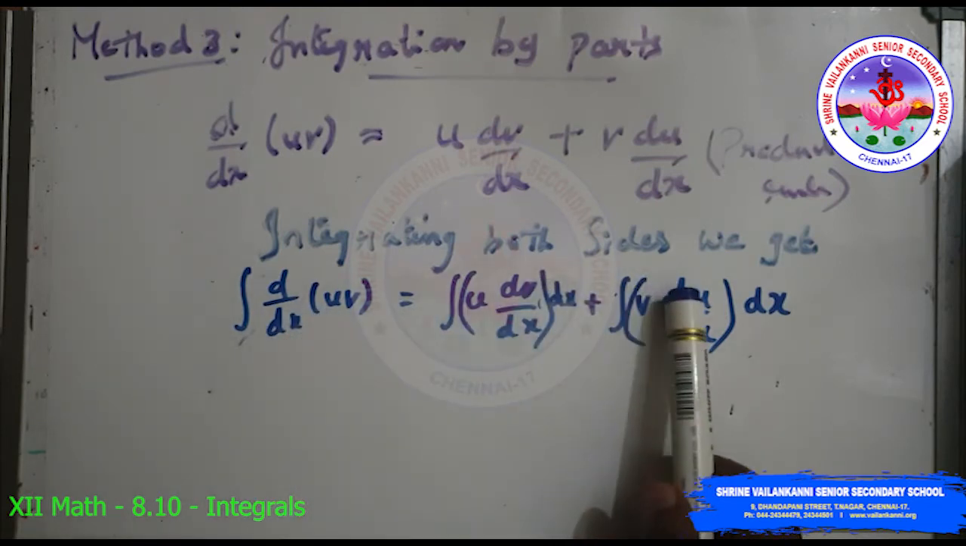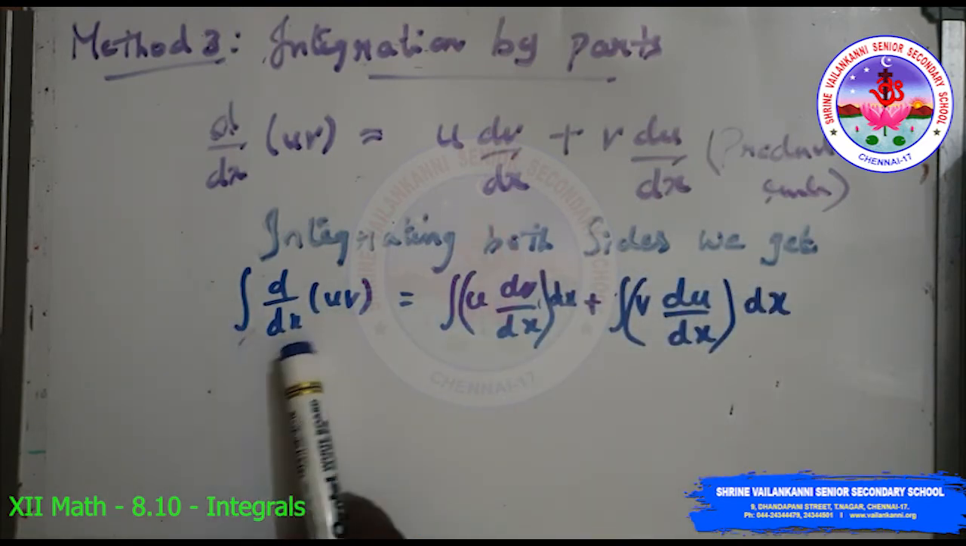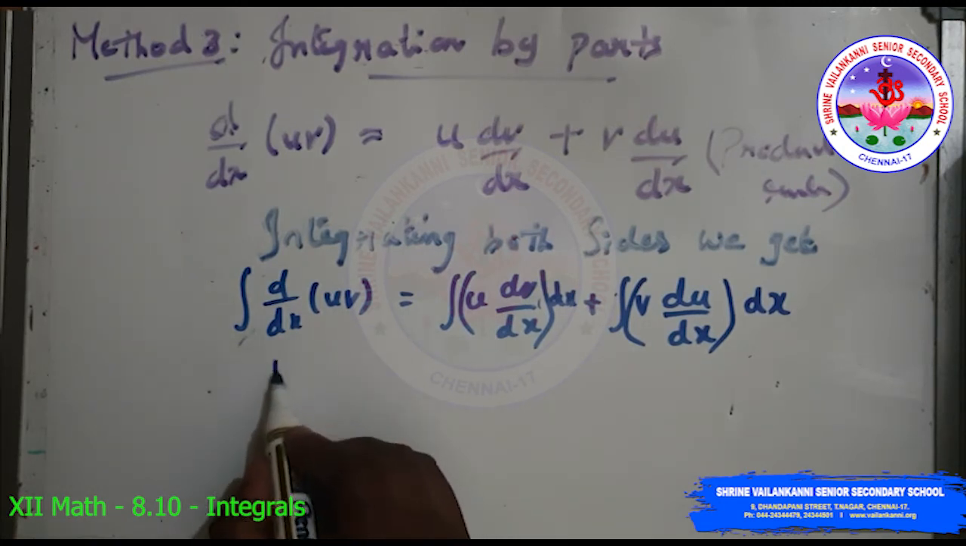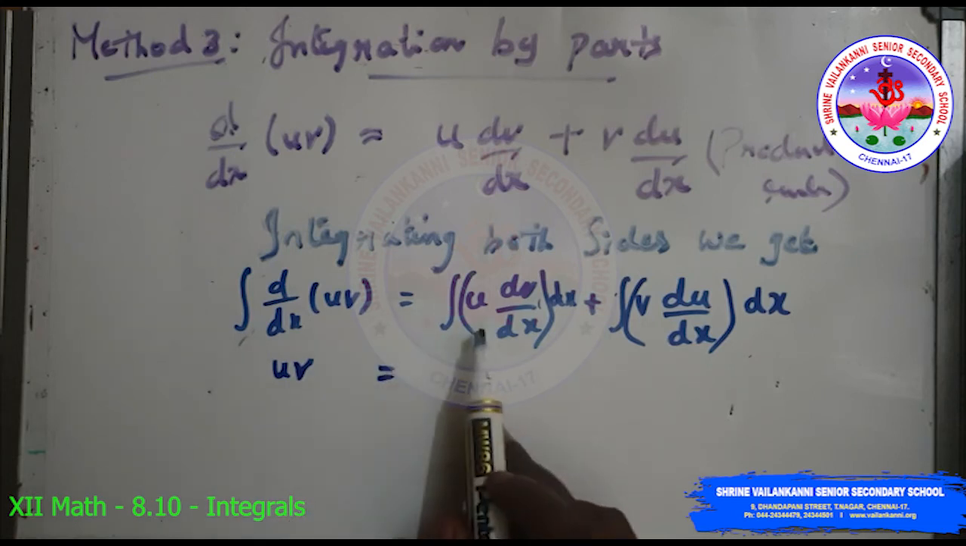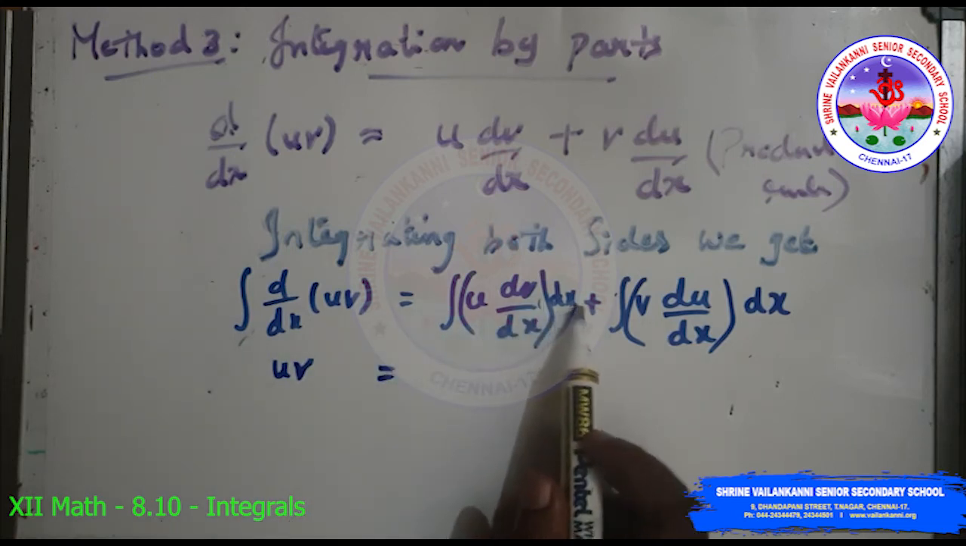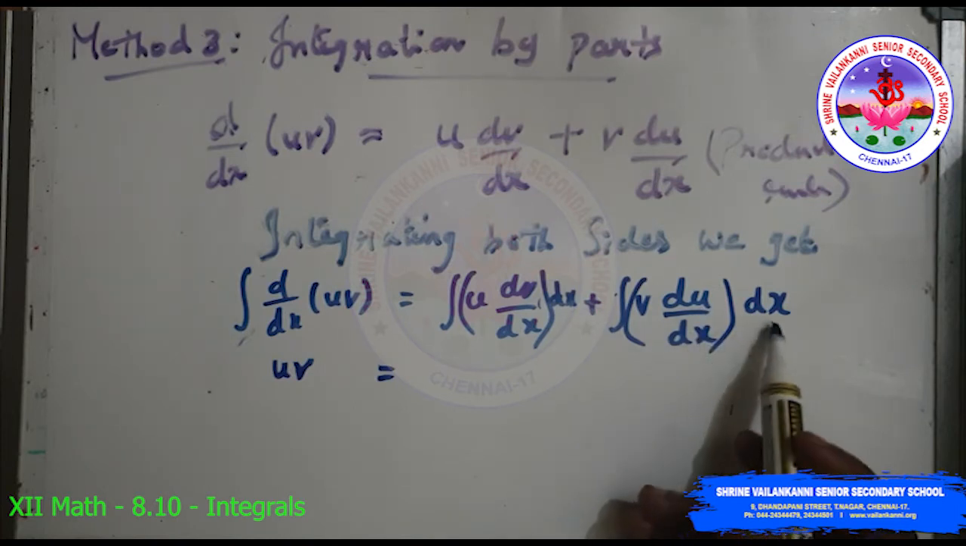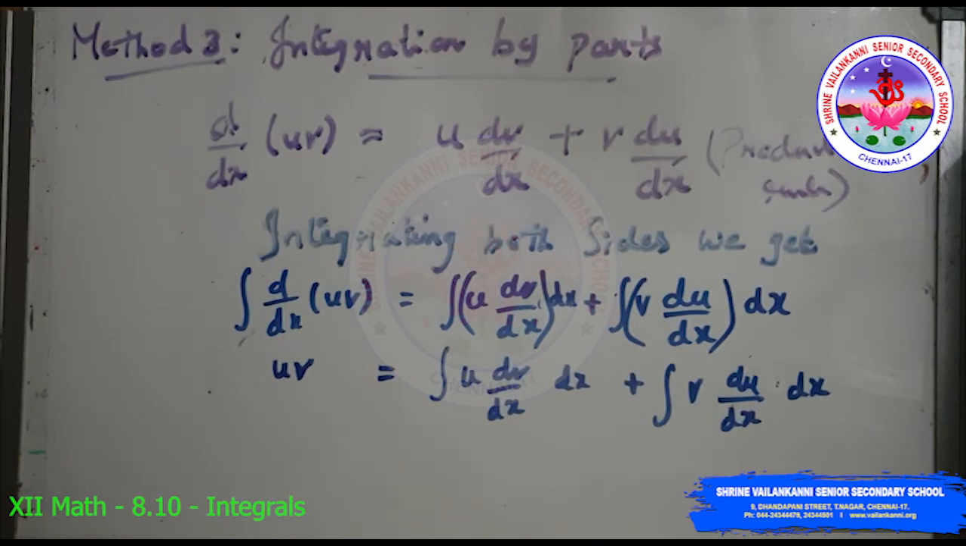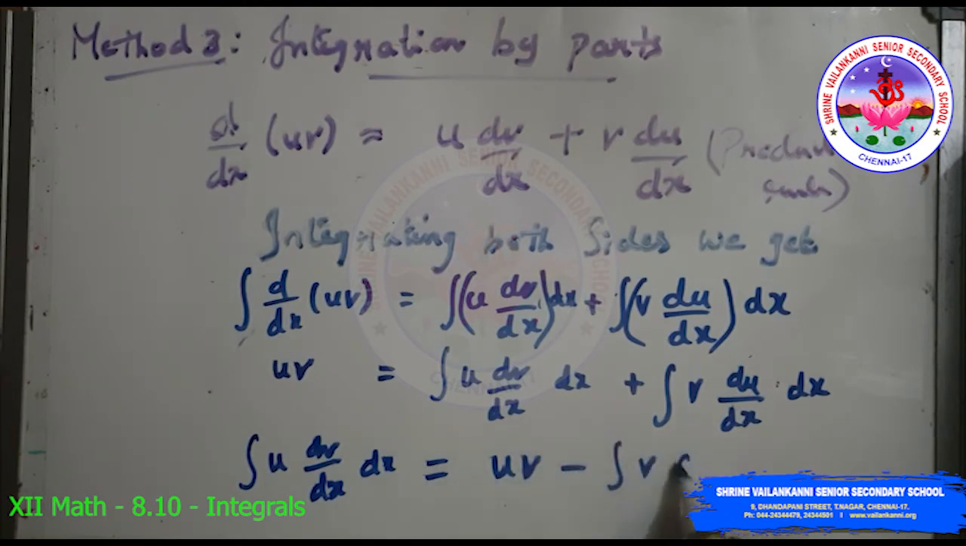Integrating both sides, we get integral of d by dx of uv, which is uv, equal to integral of u into dv by dx into dx plus integral of v into du by dx into dx. So I am writing this as integral of u into dv by dx equal to uv minus integral of v into du by dx dx.